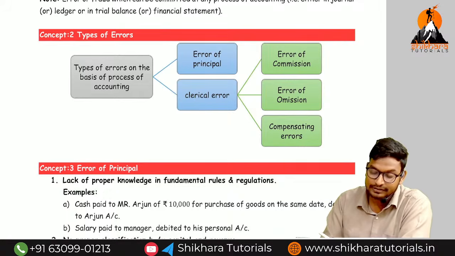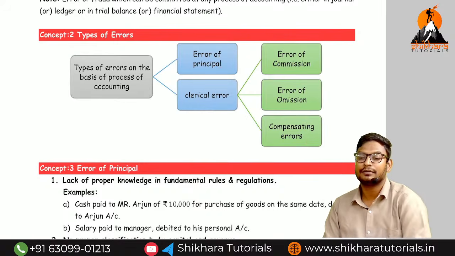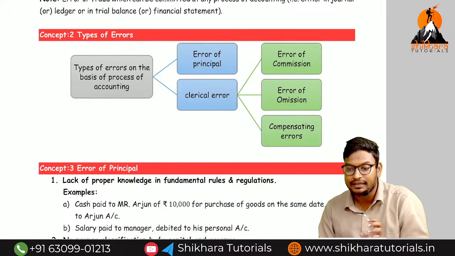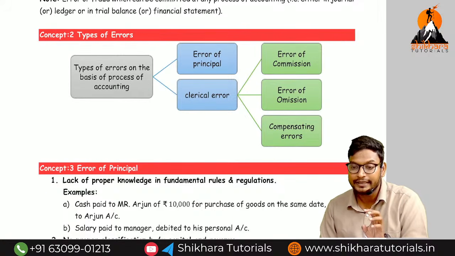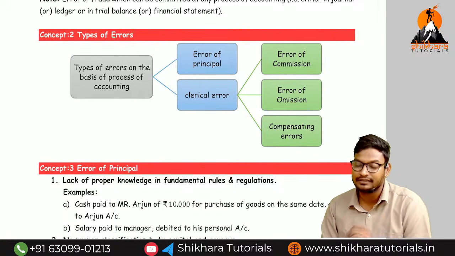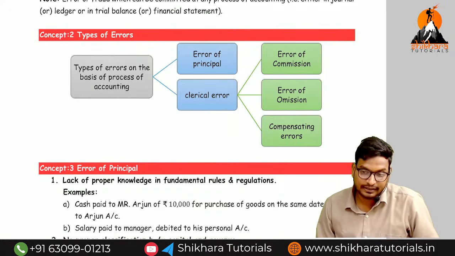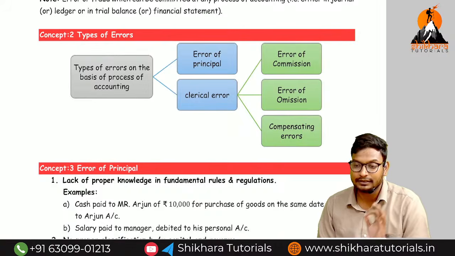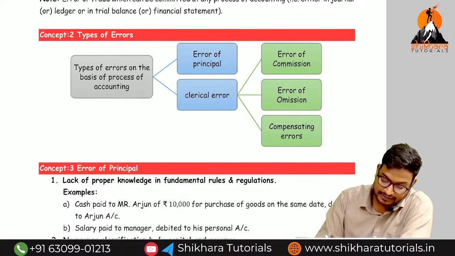So what is our agenda? Next, we are going to see each and every type of error and decide whether that particular error is affecting or not affecting. If you are able to identify affecting or not affecting, we can easily do the rectification. I am definitely saying that by the end of this section, everyone who has listened to this class can rectify the errors easily. So please stay with us.